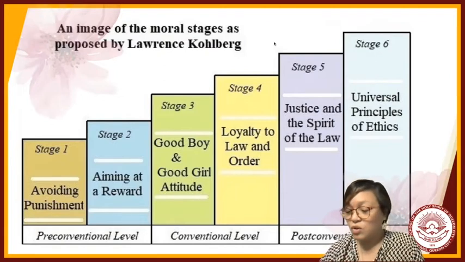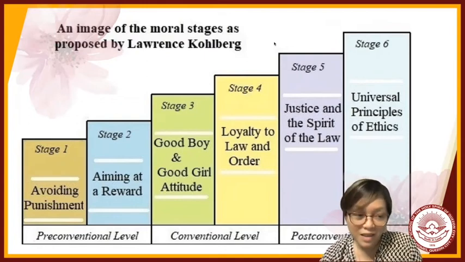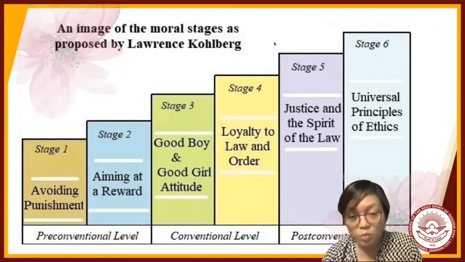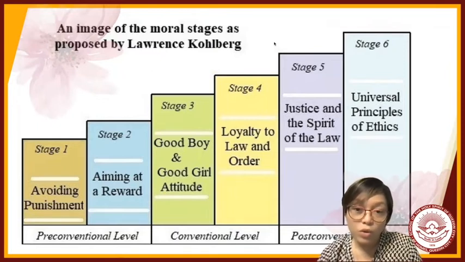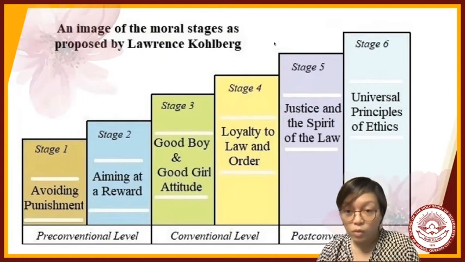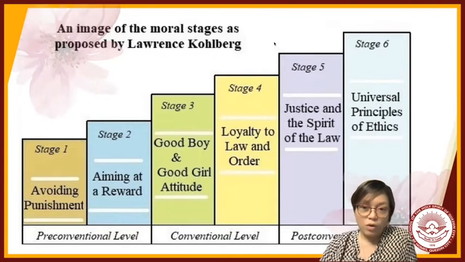So it's not just to avoid punishment, it's not just to get a reward, but it becomes a general identity that we want to achieve, being a good boy or being a good girl. Now, in stage 4, it is already motivated by our loyalty to law and order. We follow the rules, we comply because we believe in the law and we are loyal to the law.